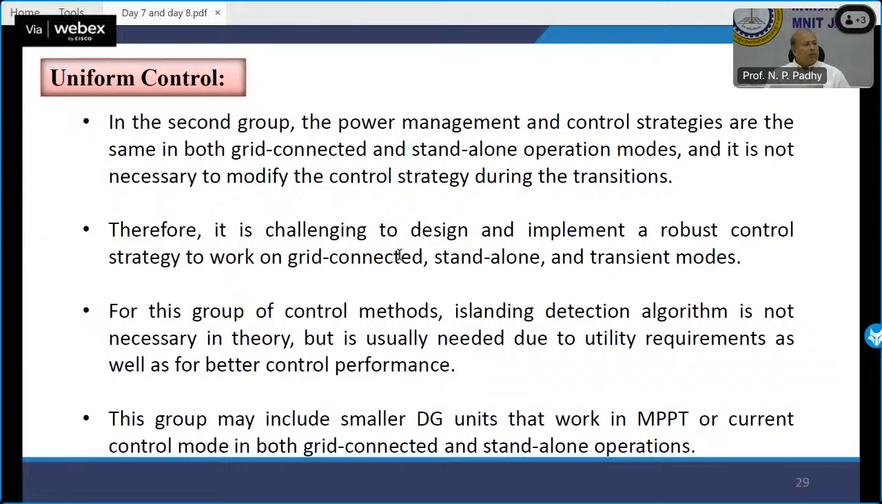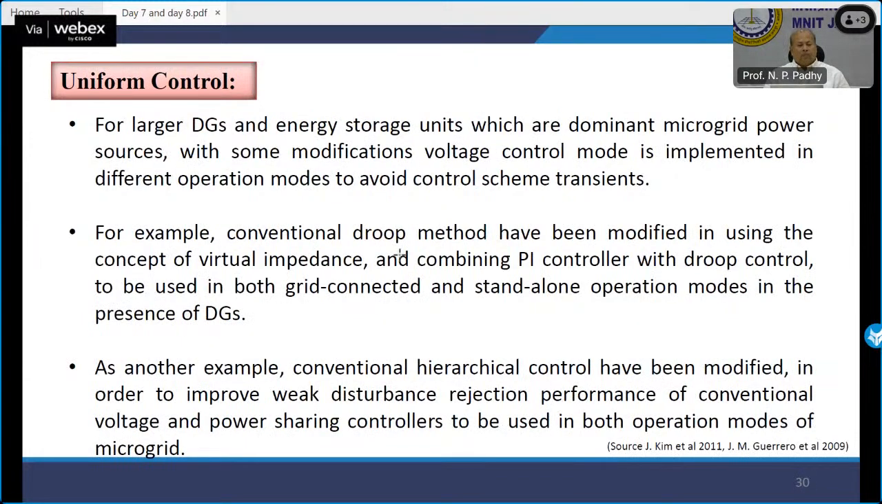This group may include smaller distributed generation units that will work in MPPT or current control mode in both grid connected as well as standalone operations. For larger DG groups and energy storage units, which are dominant microgrid power sources, with some modification, voltage control mode is implemented in different operation modes to avoid control scheme transient.